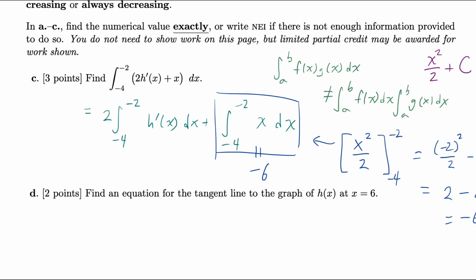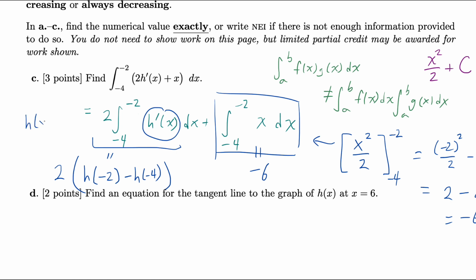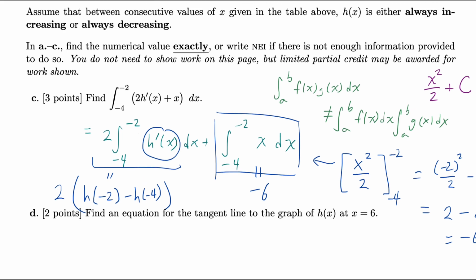What about the first integral? Well, again, we use the fundamental theorem of calculus. This is 2 times the quantity. Make sure you put the parenthesis here, because you're multiplying 2 to the entire integral, which is one quantity. And what goes inside the parenthesis? Well, you're going to have h at negative 2 minus h at negative 4, because the antiderivative of h prime of x is h of x. This is what you differentiate to get h prime, and we look at the change of it from negative 4 to negative 2, which is exactly this.